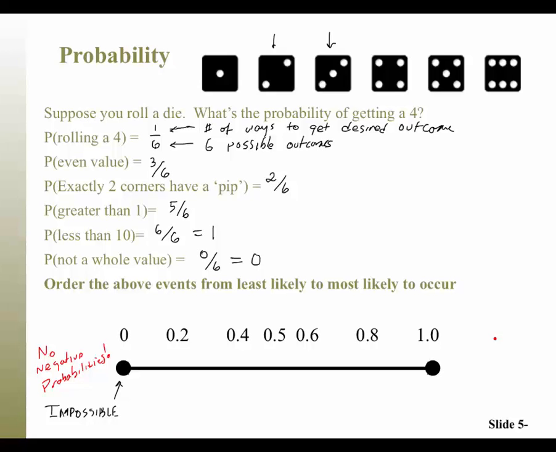And then, what was our 1 here? So this one is probability of 1, certain. It's a certain event. It will happen. It's going to happen, for sure. But remember, no probabilities greater than 1.